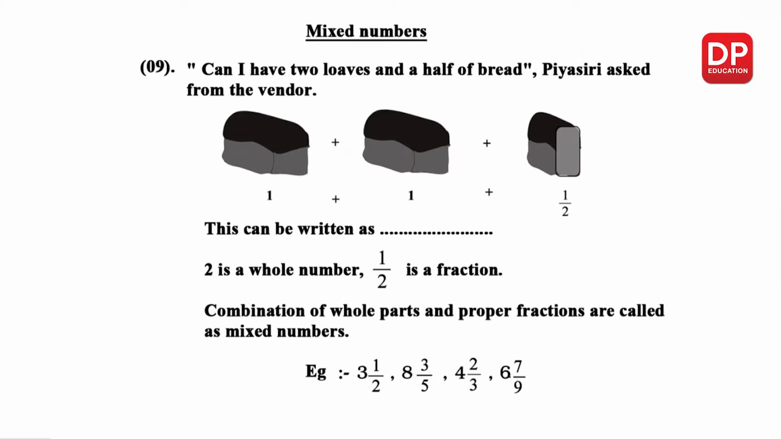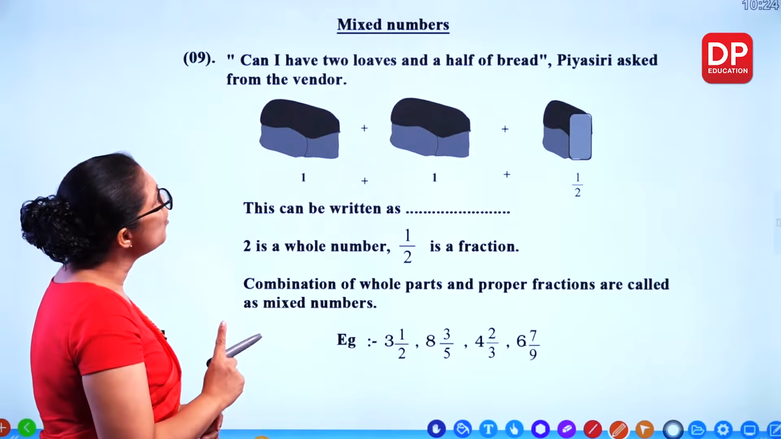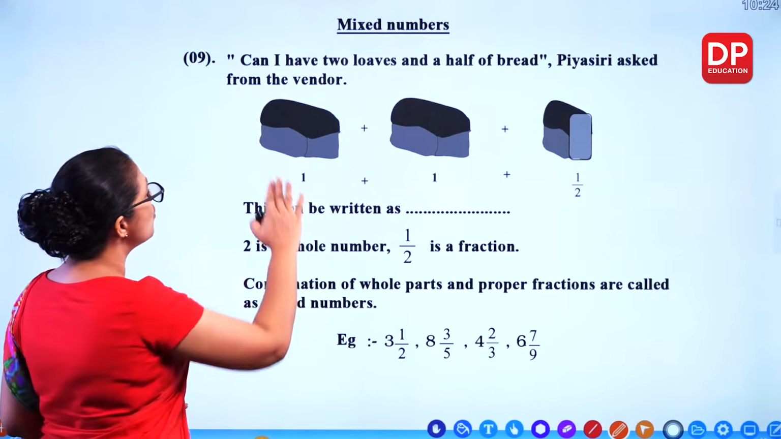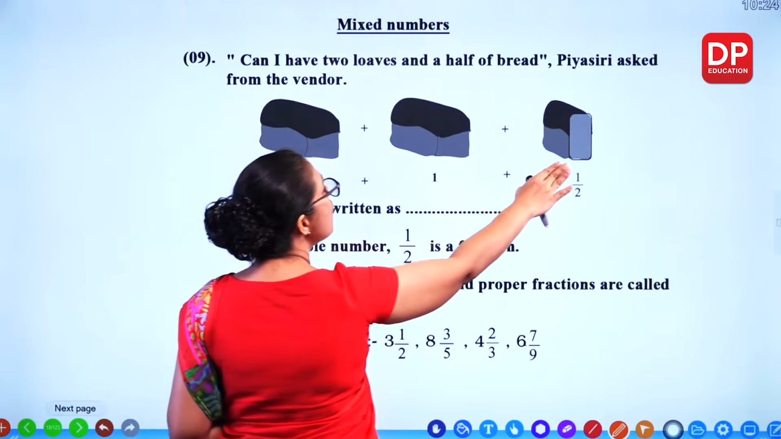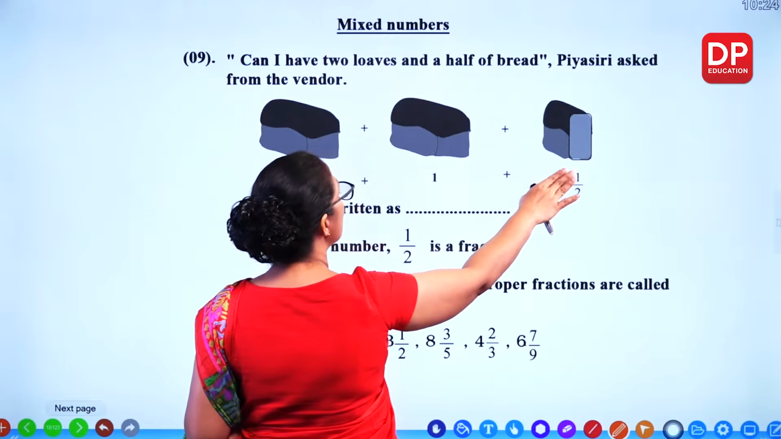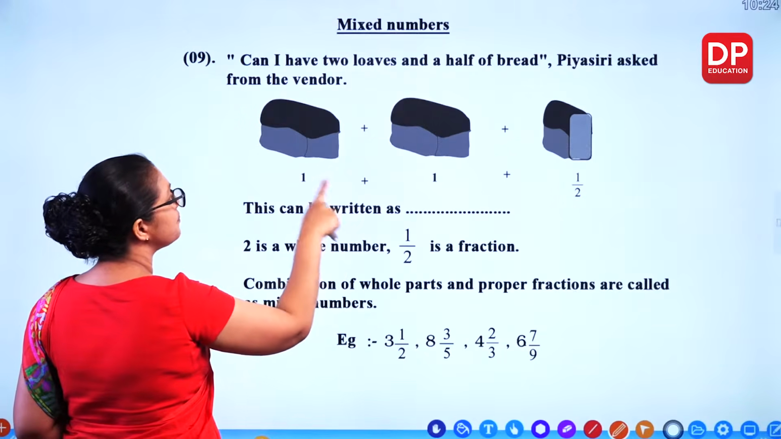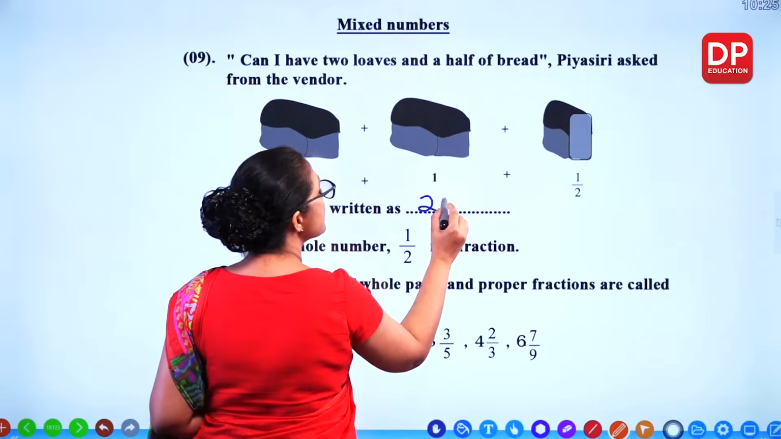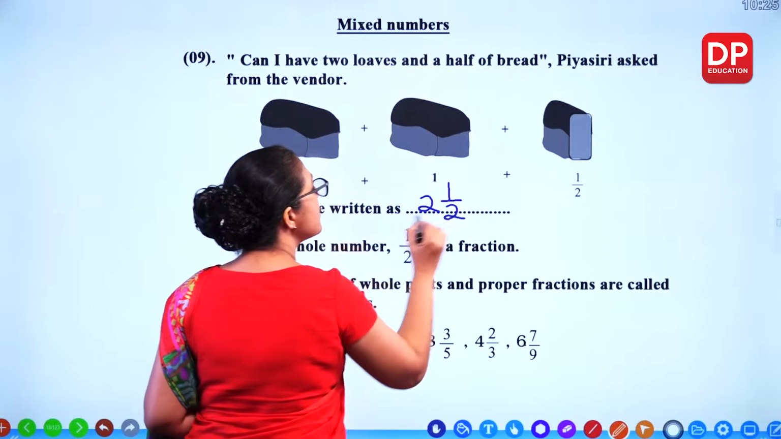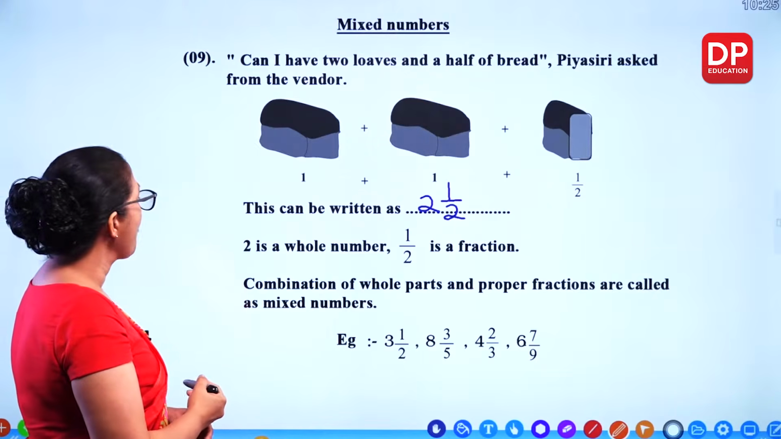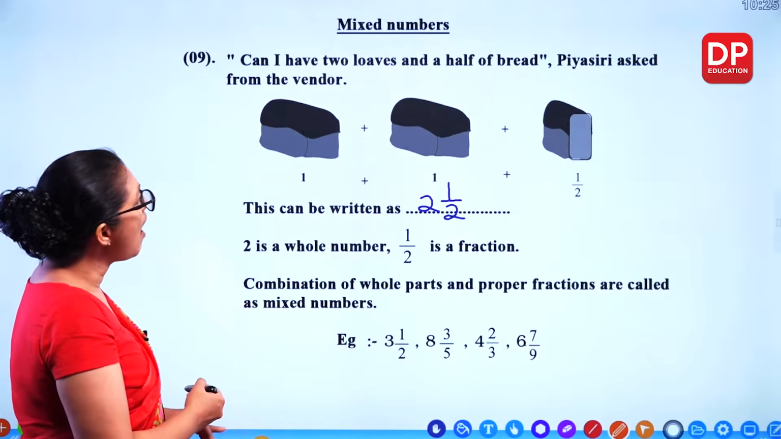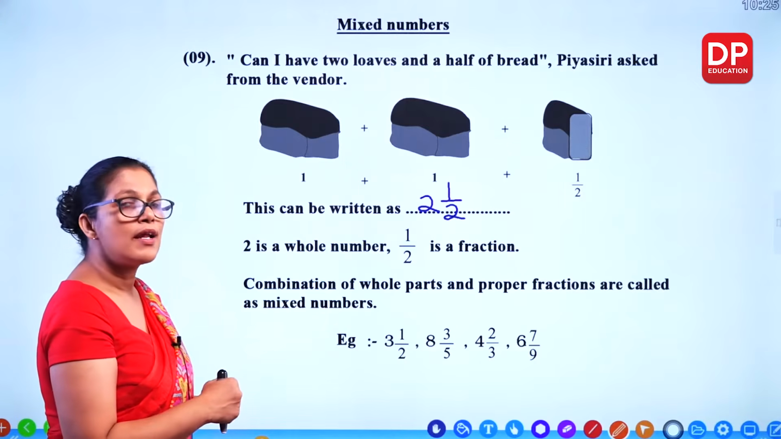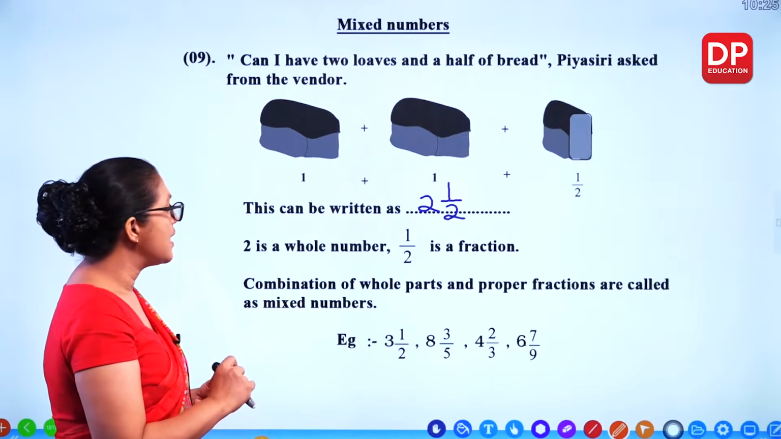Now we look at mixed numbers. Can I have 2 loaves and a half of bread? Piyasiri asked the vendor. 2 loaves and half of a bread, half of a loaf. This can be written as 1 and 1 becomes 2. 2 plus half. I can write this as 2 and a half. 2 is a whole number and half is a fraction. So a combination of a whole number and a fraction we call a mixed number.